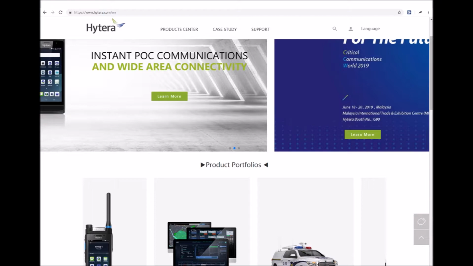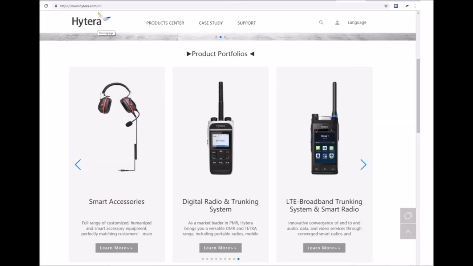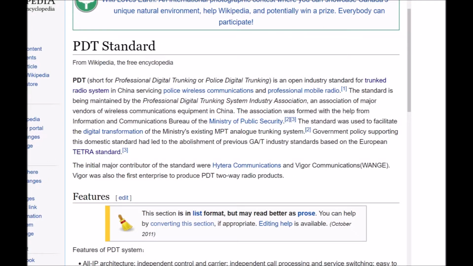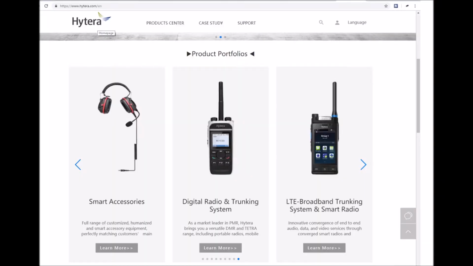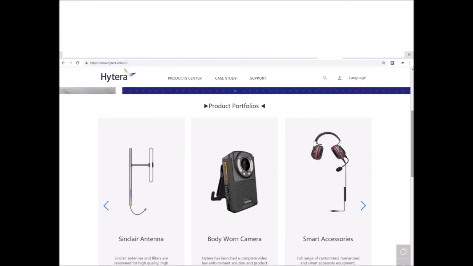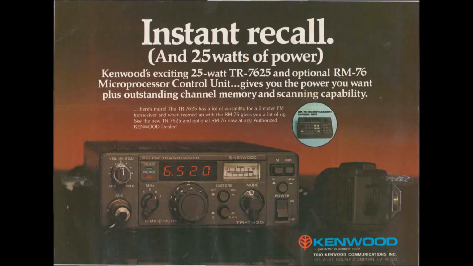Hytera is a major contributor to the PDT standard. Note to self to look that up. PDT standard, which is designed for public safety organizations in China. Hytera ranks as the second largest global radio terminal manufacturer with a market share of 12.6%. Kenwood Corporation.